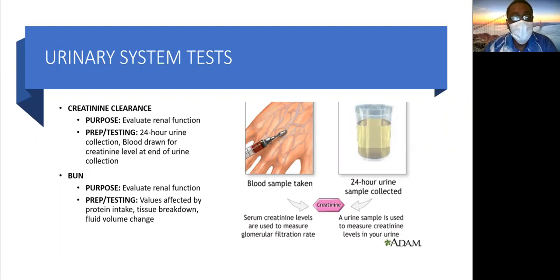Again, we also carry out the BUN, which is also done to evaluate renal function. You must understand that the values of BUN can be affected by protein intake, tissue breakdown, and fluid volume changes. Your normal values for BUN should be between 10 and 20 milligrams per dL. So you need to know all of these laboratory values. For me, I think of bun as the buns they sell by the roadside. I know buns are between 10 and 20 naira, so that helps me to remember. Once I see BUN, I think of buns and I think of 10 to 20 naira, and that's what my normal BUN level should be.